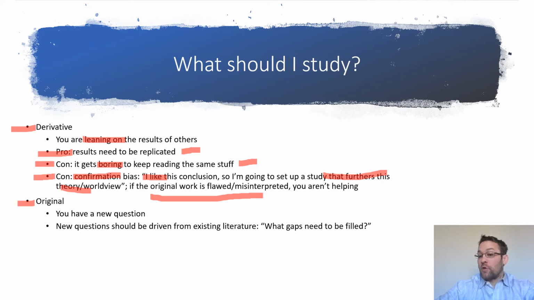All right. So you want to be very, very careful and understand that, even if you like the conclusion, that conclusion could be wrong. All right. So you want to make sure that you're checking the methods as opposed to just engaging in confirmation bias. Now, with regard to original research, this means that you're asking a totally new question.